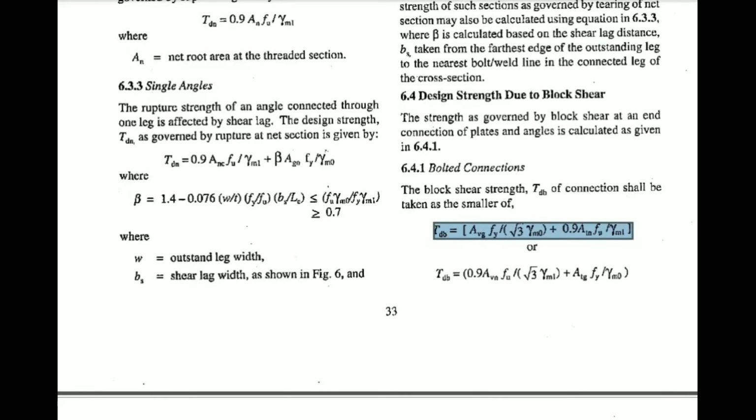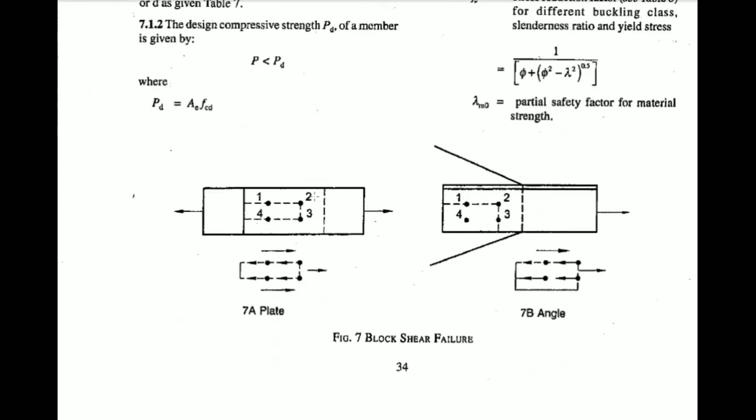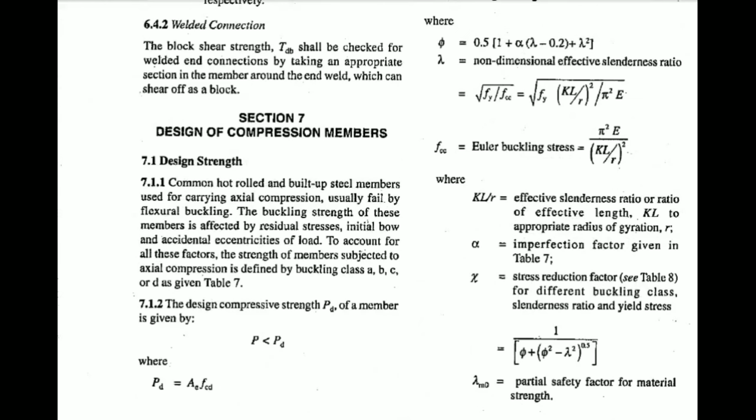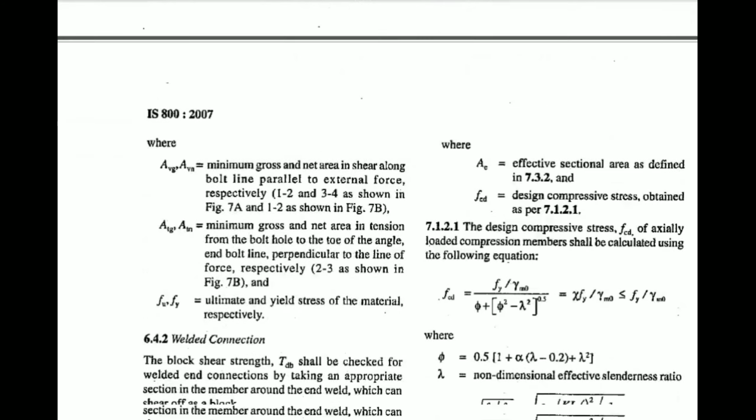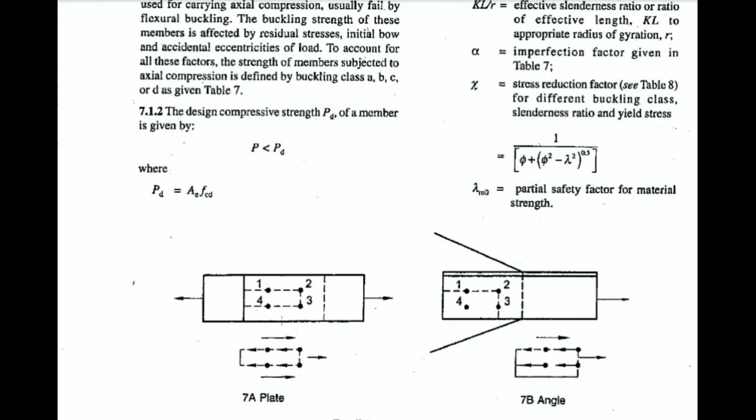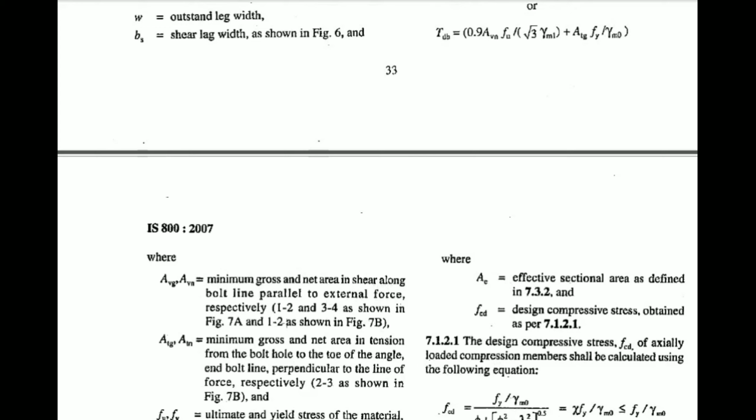Here in the figure you can see what I have talked about. One more thing here, if you see Avg and Avn, Atn, Atg, what are these? Avg and Avn are the minimum gross and net area in shear along the bolt line parallel to the external forces respectively, 1 to 2 and 3 to 4, which you can see here in the figure. 1 to 2 and 3 to 4 is your shear plane. It is mentioned here in your IS code, 1 to 2 and 3 to 4 are your gross and net area in shear.